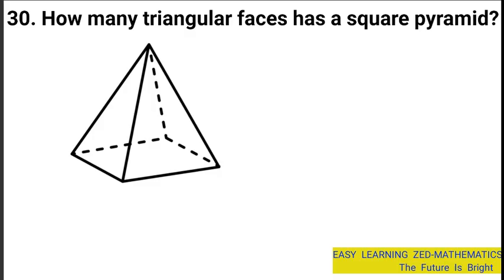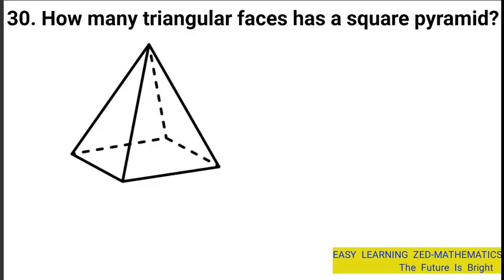Okay, now one thing I should clarify first is the square pyramid. Why is it called a square pyramid? Because the base of this pyramid is a square. That's all. That's why it's called a square pyramid. Remember, always the name of a pyramid comes from the shape of the base of the pyramid.